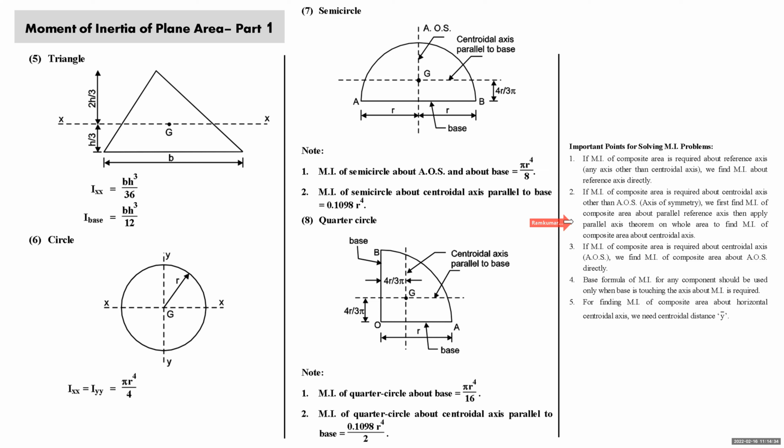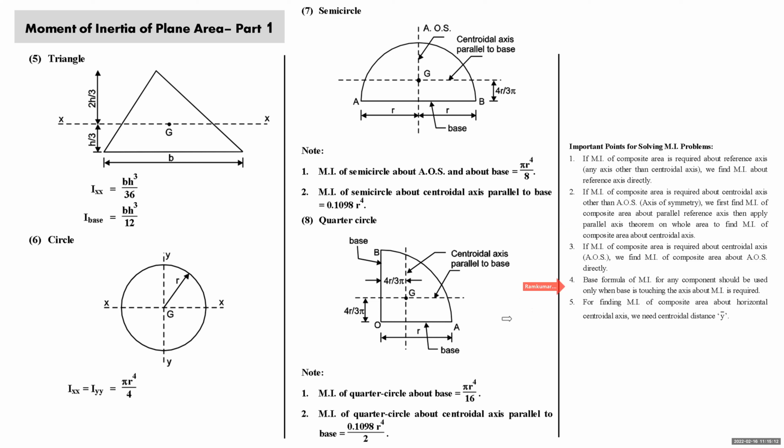What is indirect approach? We first find the moment of inertia of the composite area about parallel reference axis. Then we apply parallel axis theorem on the composite area so as to find the moment of inertia about parallel centroidal axis. Third type of the problem is where moment of inertia of the composite area is required about axis of symmetry. So that we go directly. When moment of inertia of the composite area is required about centroidal axis other than axis of symmetry, we have to take indirect method. If moment of inertia is required about axis of symmetry, then it is obtained directly.